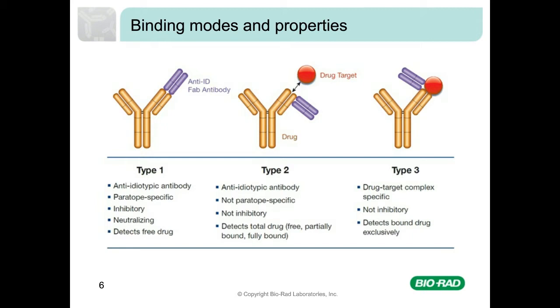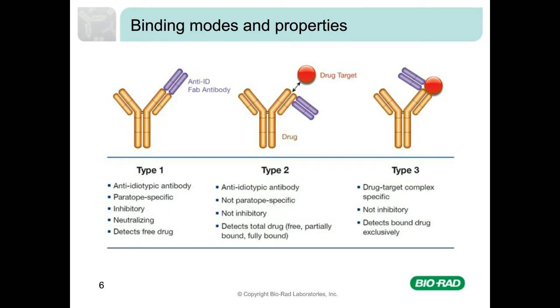In contrast, type 2 anti-idiotypic antibodies bind to a region outside of the paratope, and they are therefore not inhibitory. These antibodies detect total drug, free, partially bound, and fully bound, and are ideal reagents if there is a high concentration of drug target in serum. The third class, type 3, are drug target complex specific antibodies, which only bind the complex and do not bind free drug or drug target, and which therefore detect bound drug exclusively.